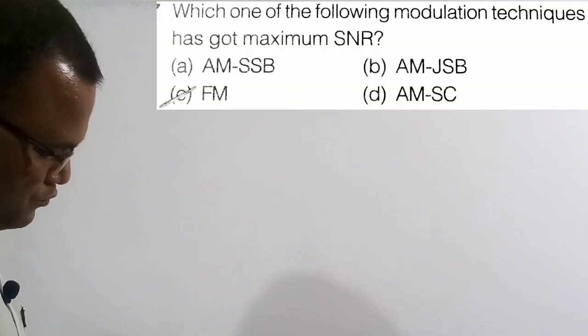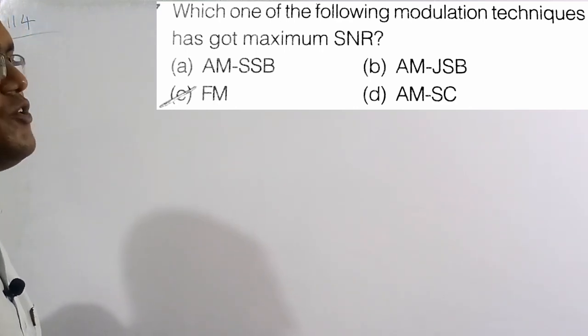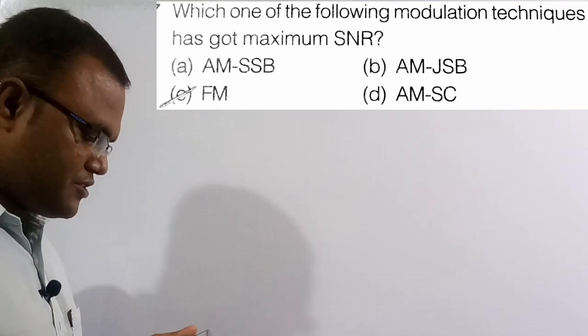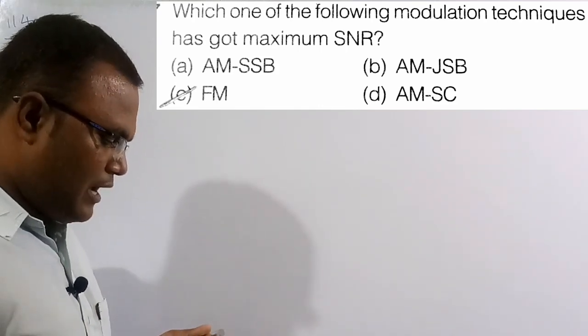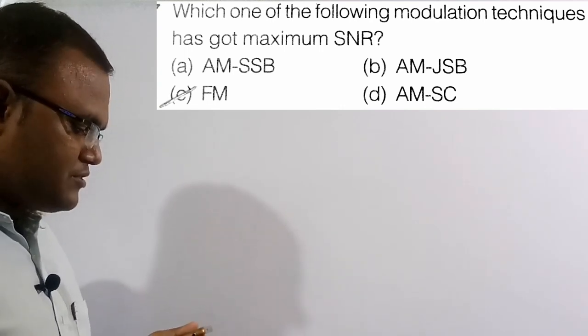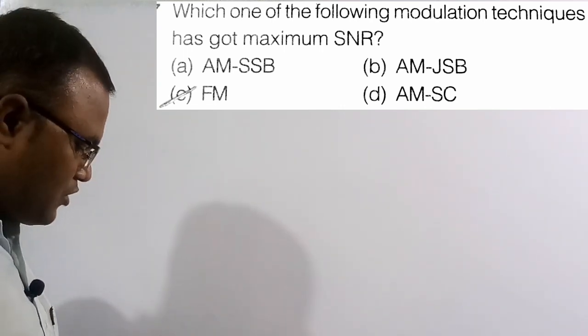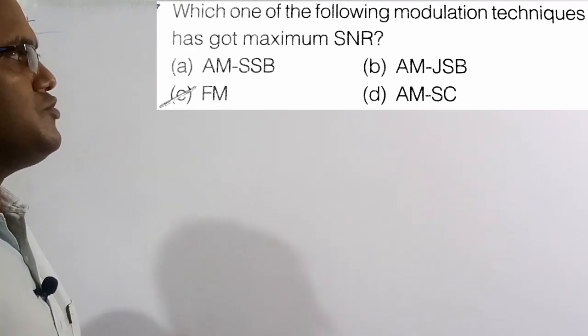See the question here: which one of the following modulation techniques has got maximum signal to noise ratio? Option A, AM single sideband; option B, AM DSB; option C, FM; option D, AM suppressed carrier. Out of the four options, option C, FM, is the correct solution of this question. So let's solve this numerical.